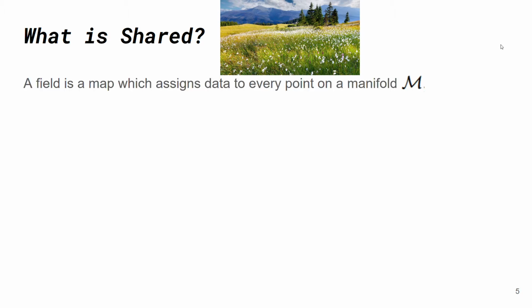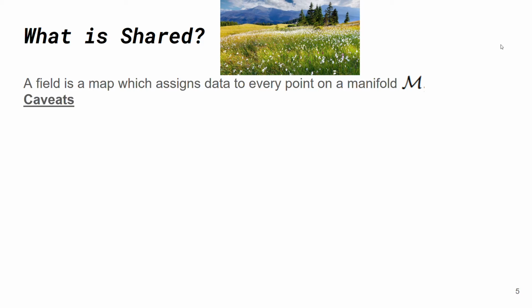Okay, so that's 4 different variations on a theme. So what is the theme? The theme is that all of these applications all use the same mathematical machinery of studying fields of various sorts on 2 manifolds or 3 manifolds.